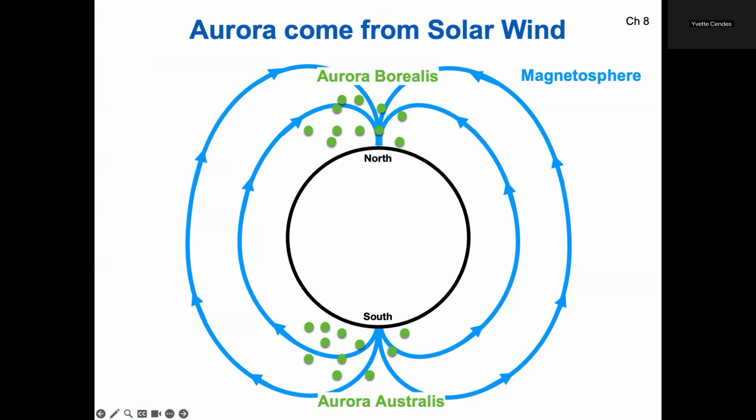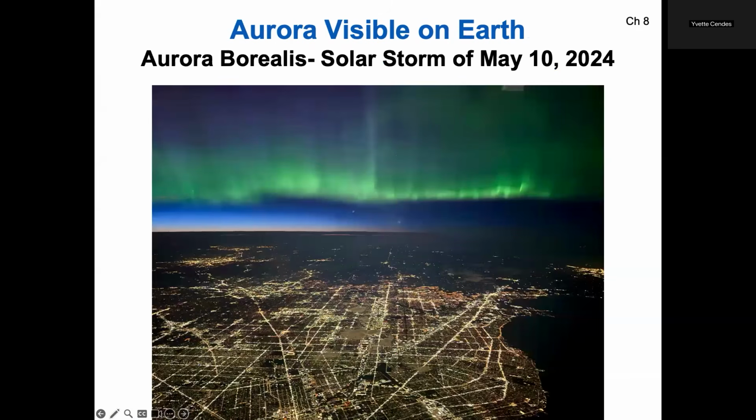So who here has seen the northern lights or the southern lights? Usually most people have. Okay. Does somebody remember when that was? Yes. So there was a major solar storm in May of last year. On May 10th, 2024, we had the biggest solar storm in decades on our planet.